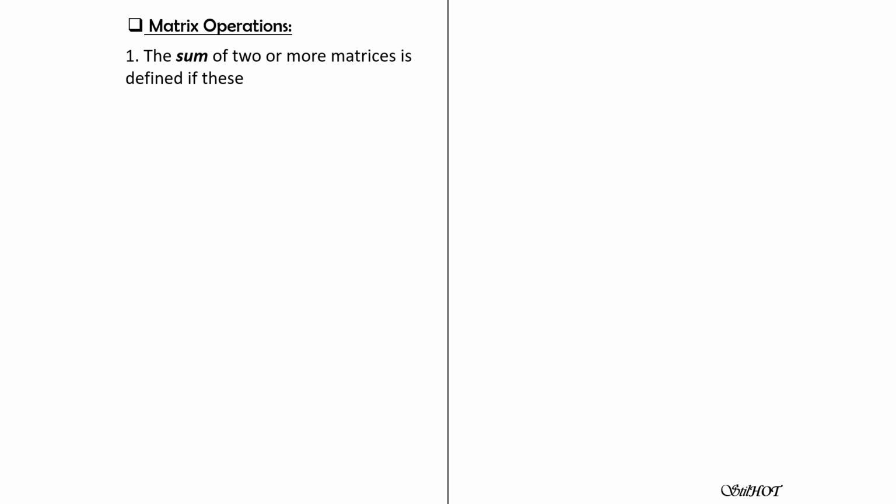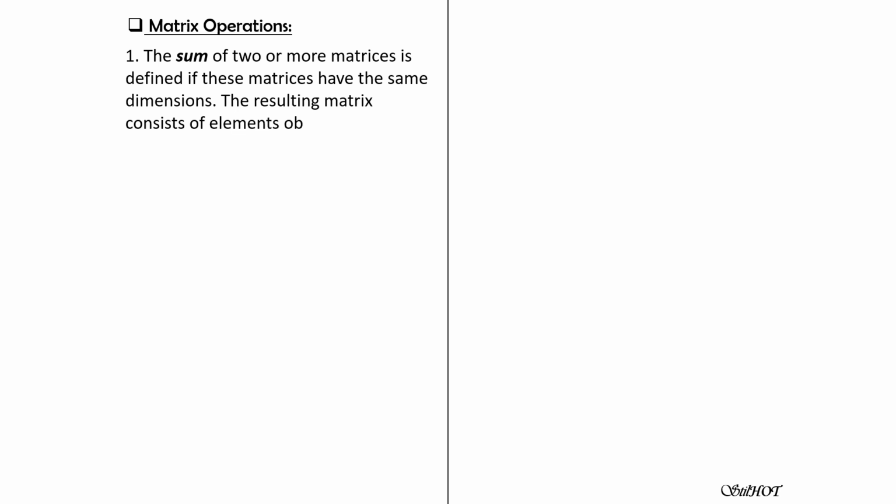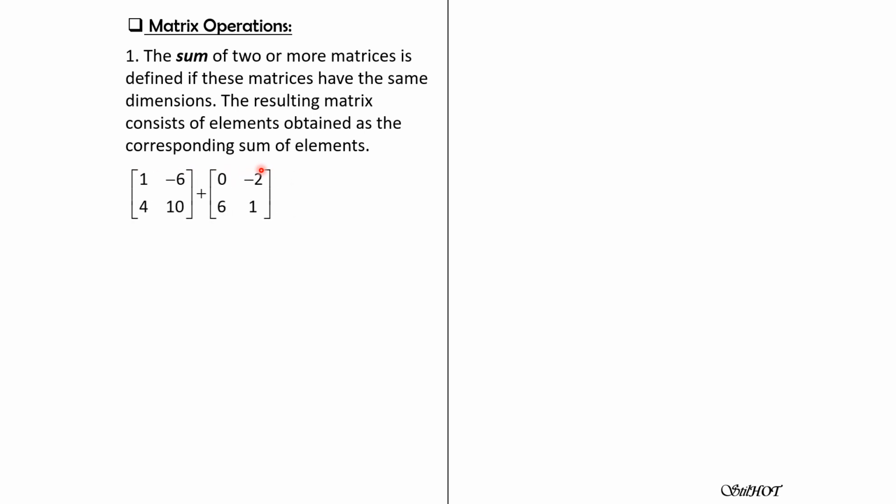Next, let's have matrix operations. First, the sum of two or more matrices is defined if these matrices have the same dimensions, same order. The resulting matrix consists of elements obtained as the corresponding sum of elements. For example, we have 2 by 2 and 2 by 2. You can add those. The sum is defined, and the sum is also a 2 by 2 matrix, and the result would be adding corresponding elements.